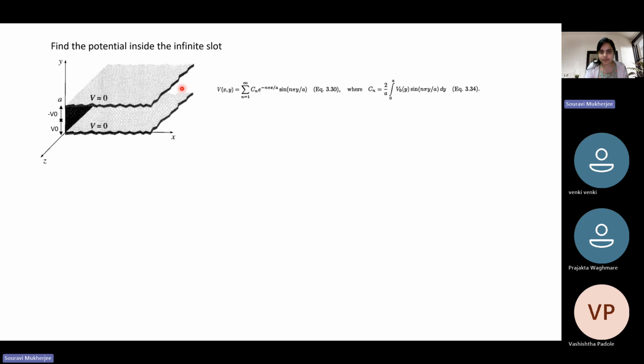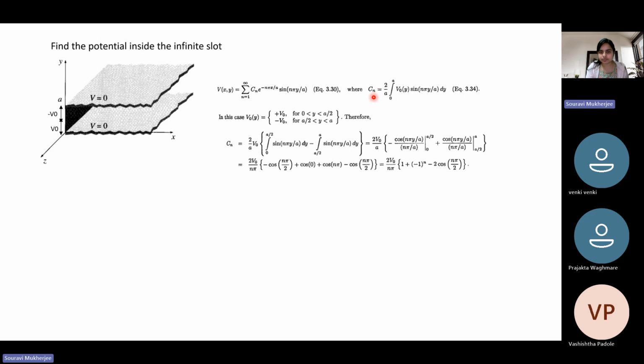So what this is telling you is, this was the general form we had discussed previously. Now, in the question, this v naught of y is actually given to you, right? So it is given that from 0 to a by 2, it is v naught. From a by 2 to a, it is minus v naught. So you have to put it here to find the coefficients. This can change from question to question, okay?